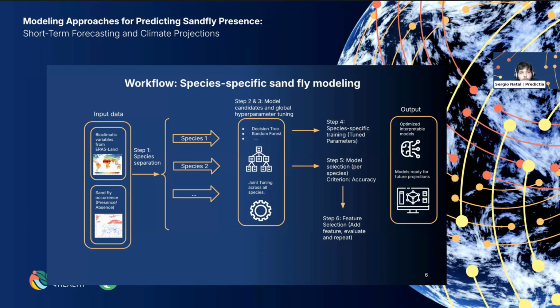Then we train species-specific models, select the best performing model for each species, and apply a feature selection to reduce that type of redundancy that I mentioned in the third slide when I talk about the features that we are using. And finally, this approach produces optimized and interpretable models that are ready for the future climate projections.